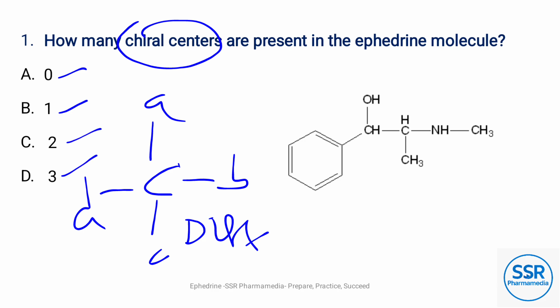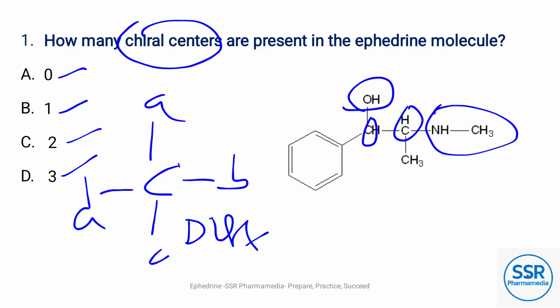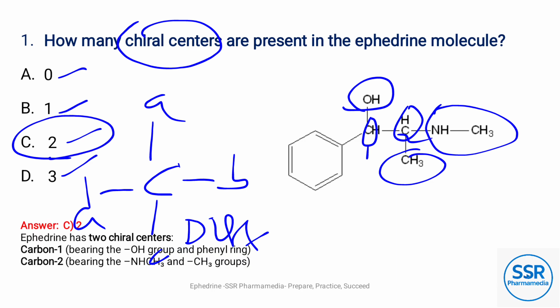So ephedrine has 2 chiral centers, that is carbon 1 and carbon 2. So these are the 2 chiral centers. This one is bearing the hydroxy group. This one is bearing the NH, that is a methylamino group, and CH3 group. So different groups are there at the chiral centers. So the right answer is C. Ephedrine has 2 chiral centers, carbon 1 and carbon 2. OH and phenyl group are on carbon 1, and carbon 2 is bearing the NH, CH3 and methyl group.